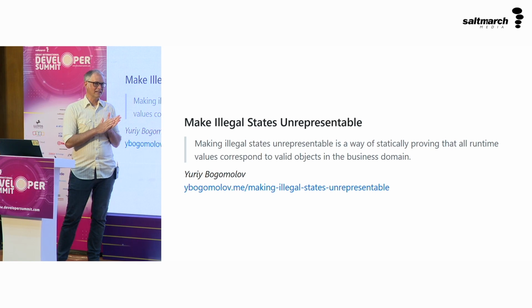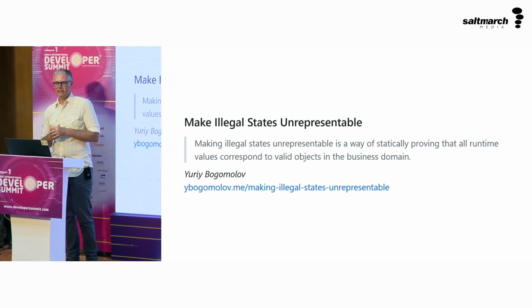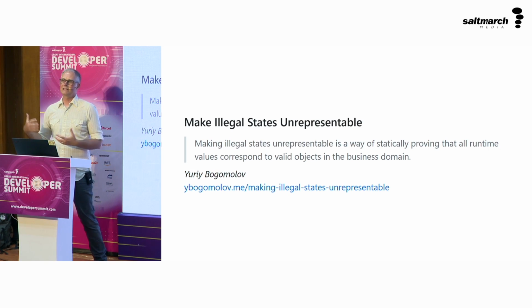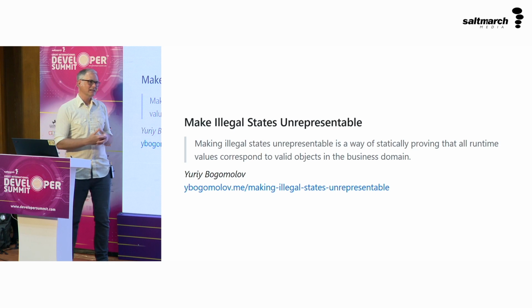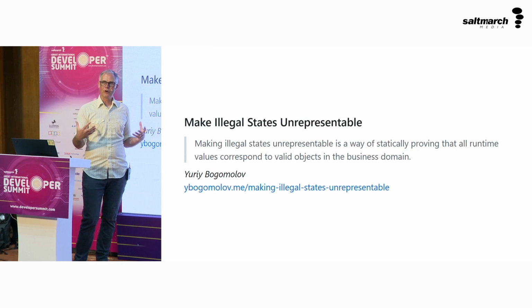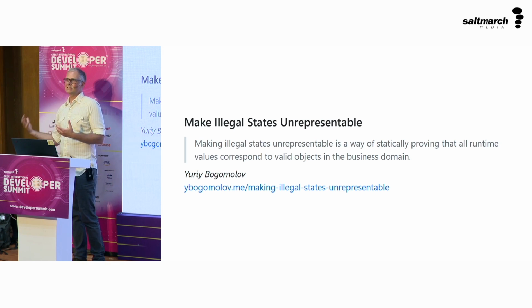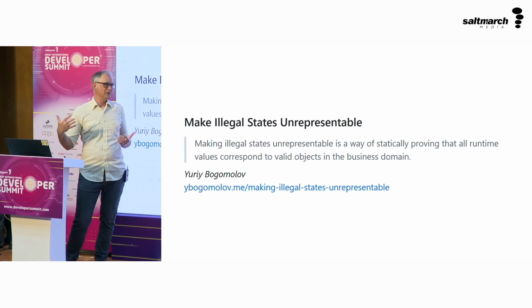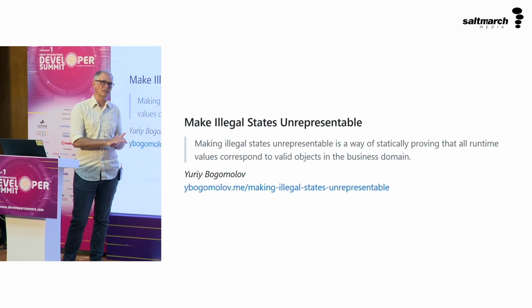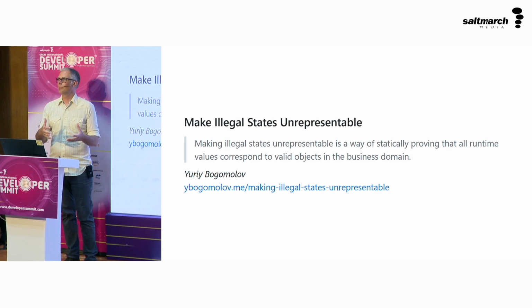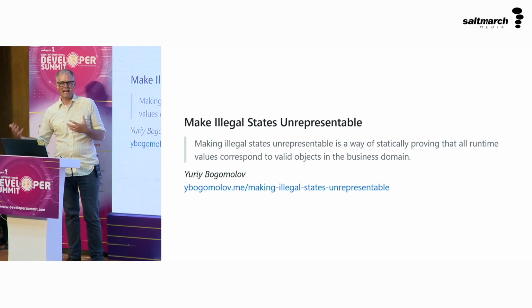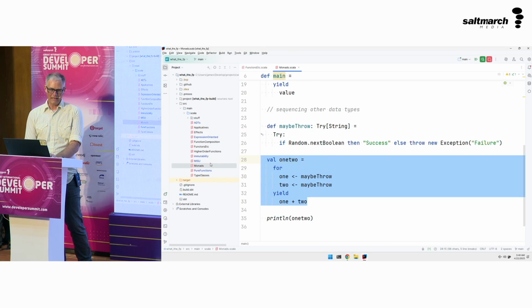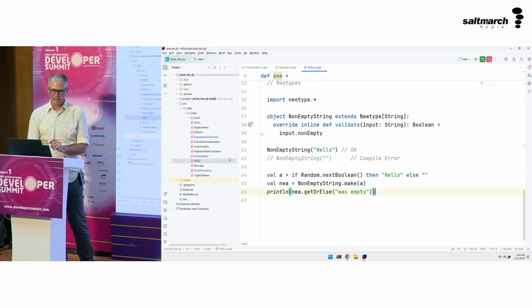Okay, so let's go on to the next topic, which is make illegal states unrepresentable. This is one of the things that, for me, leads to a lot of productivity gains. When we can have our program not allow illegal states to be represented, we can really reduce the potential bugs that we get into production, because we're not able to compile something that allows illegal states. So let's look at some examples of how we can make illegal states unrepresentable.